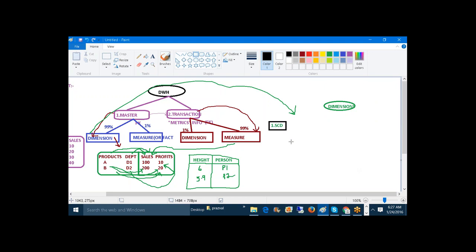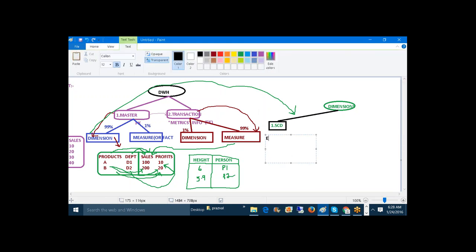So what will this slowly changing dimension do? If the data in the dimension is changing over the period of time, then such a kind of dimension is known as a slowly changing dimension. Let me explain with an example. Let's say, for example, employee. If you take employee, the employee information will change over the period of time.